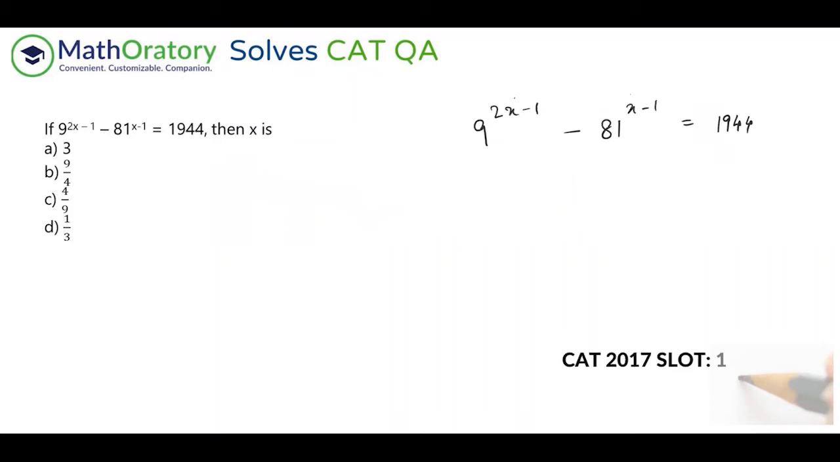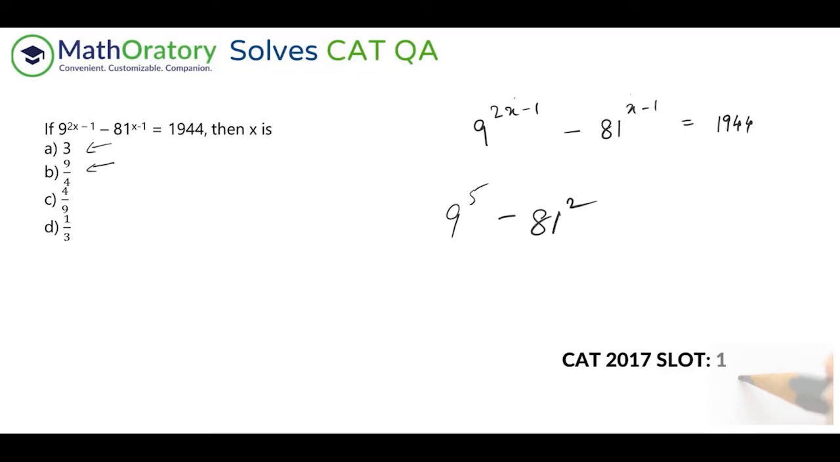Now, I'm going to show you the method to solve this after this method, because this method is very, very fast. All you have to test is these two options, right? So either 3 or 9 by 4. So if you think about 3, what are we getting? You're getting 9 to the power 5, because if you substitute x with 3, the power is 5, right? Minus 81 square.